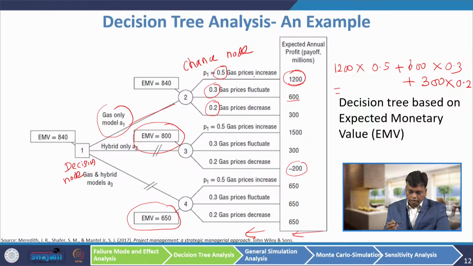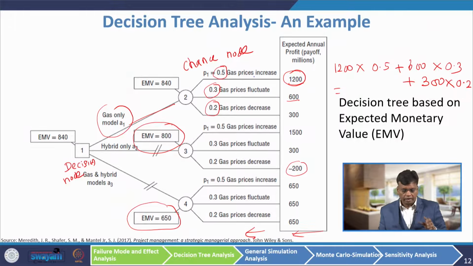Now, we have to see which one has the highest expected monetary value. For example, the first option, the gas only model, is giving the highest monetary value. So, the recommendation for this automotive company is they should go for manufacturing only the gas only model. They will get the expected monetary value, in the sense of average profit, of $840 million. So, this is the way the decision tree works.